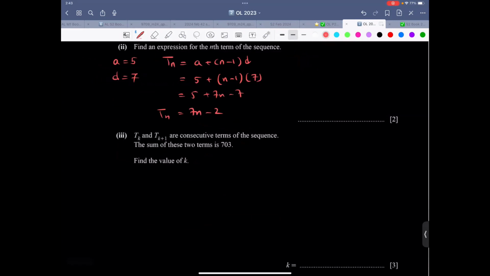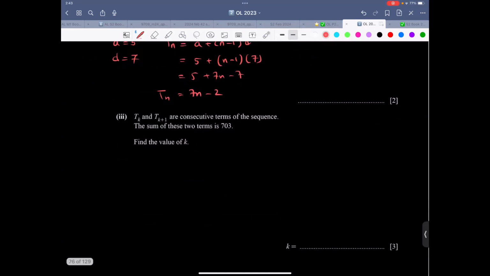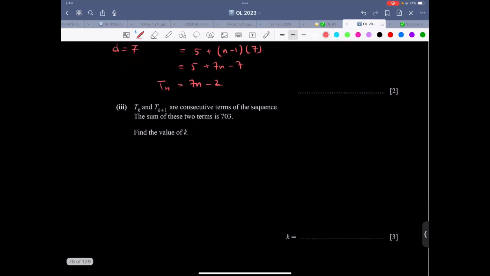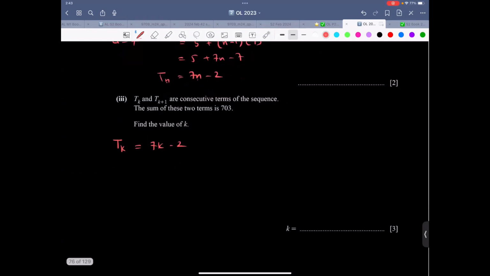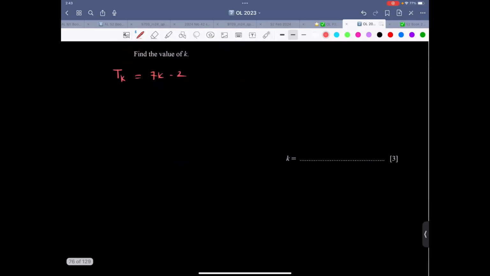Now it says Tk and Tk plus 1 are two consecutive terms of the sequence. The sum of these two terms is 703. Find the value of k. So Tk will be written as 7k minus 2. When we have n over here, n is written. If I have T subscript k plus 1, that will be 7(k plus 1) minus 2, which is 7k plus 7 minus 2, which is 7k plus 5.